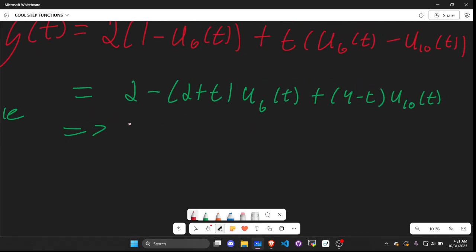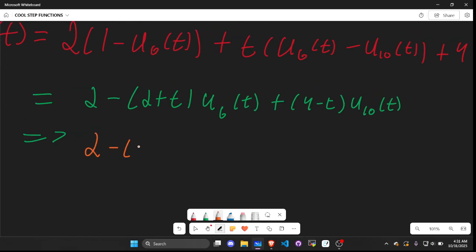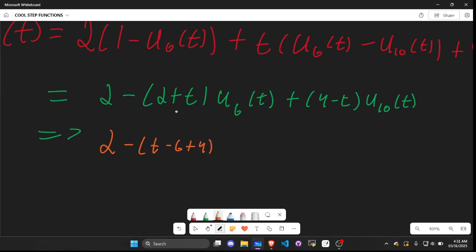And how we're going to do that is we're basically going to do the wonderful, magical thing of adding 0. So we're going to have 2 minus t minus 6 plus 4. Now, it's like, why would you do that? This is equivalent to that. Why would you just do 2 minus 6 plus 4 if you could just write negative 2 minus t?